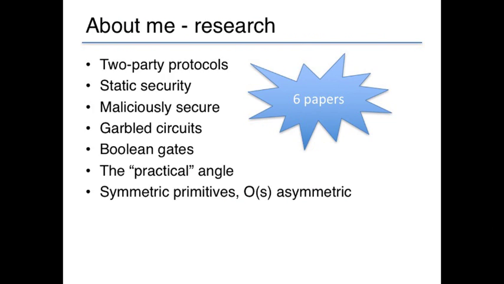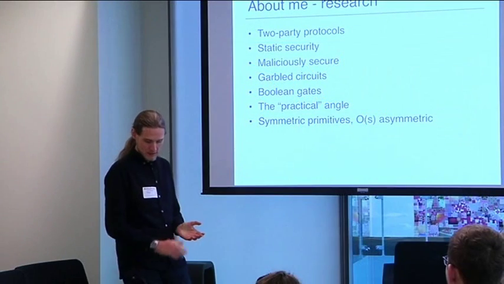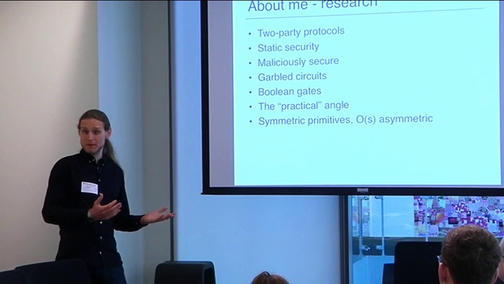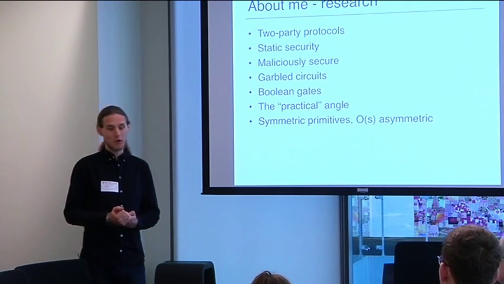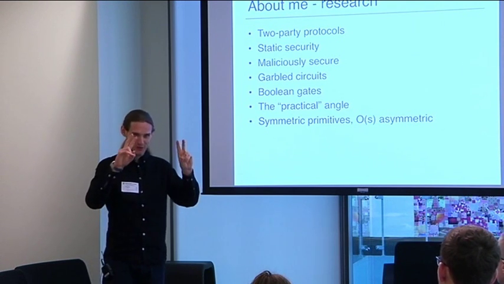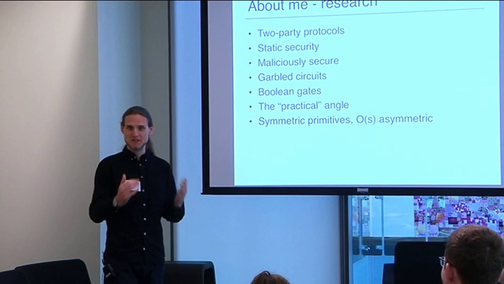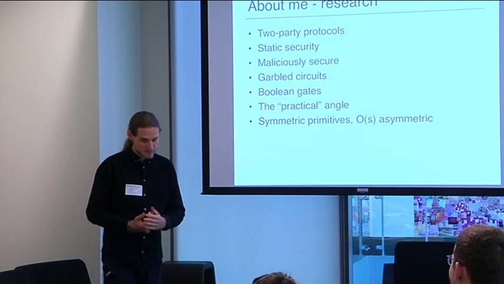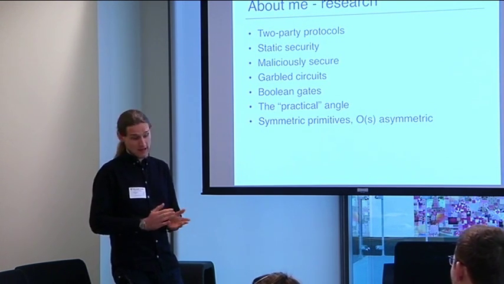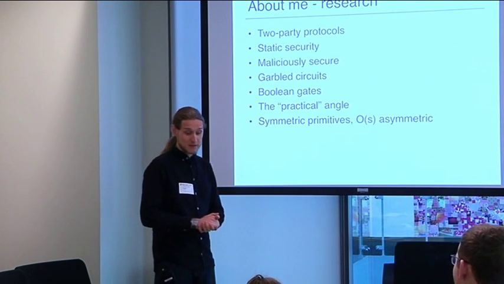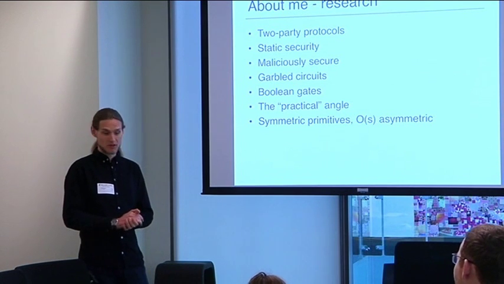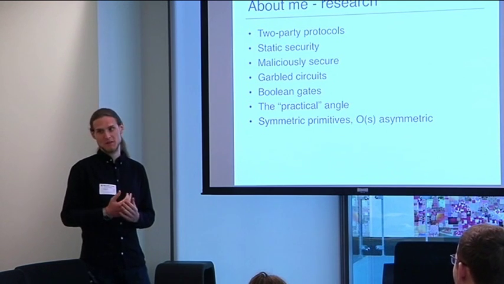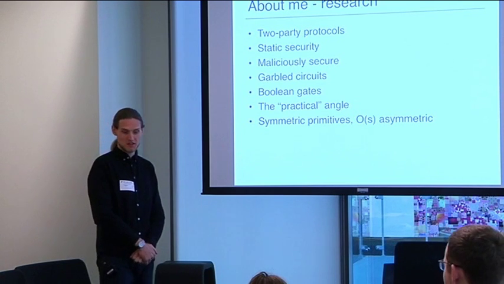Regarding my research, I took a look at the papers I've had the pleasure of co-authoring, which is all of these except one, and they seem to have common features. They all consider two-party protocols in the static and malicious setting. They all work on garbled circuits, just the regular garbled circuits of Boolean gates based on symmetric primitives, so no fancy number theoretic, reusable, arithmetic, or anything like that. All my work has been on the practical angle of secure computation. In particular, all of it also only works on symmetric primitives, except for a small amount of asymmetric primitives, usually OTs, which only depend on a security parameter.